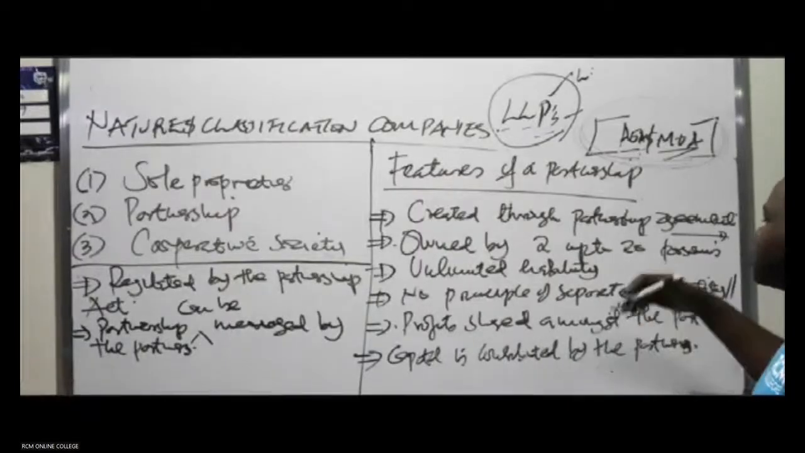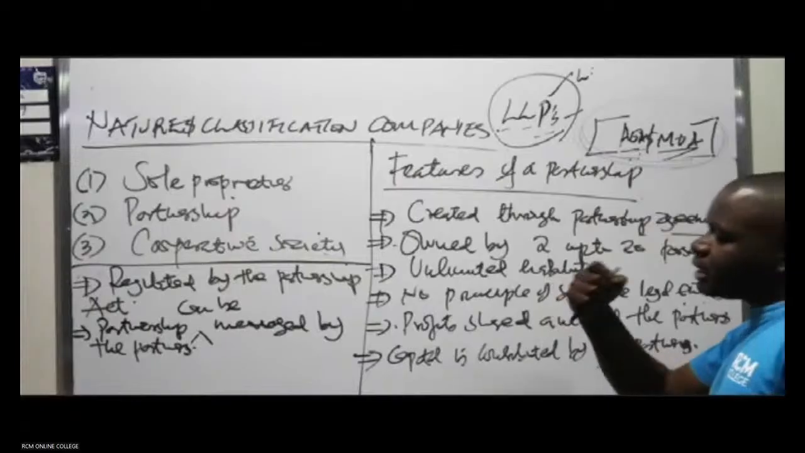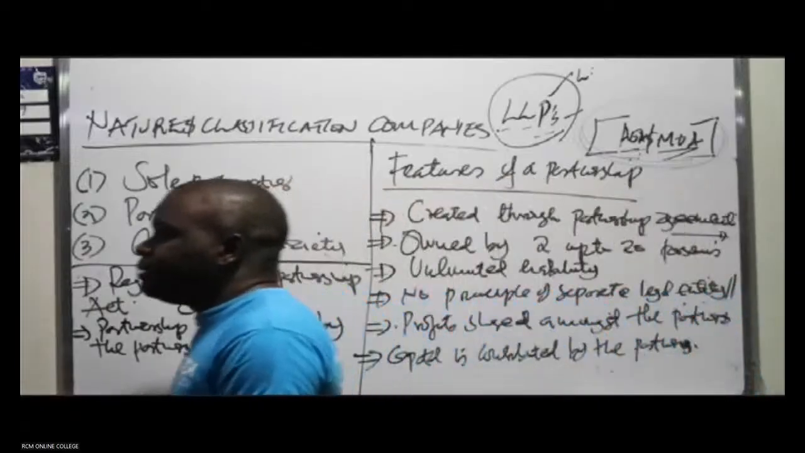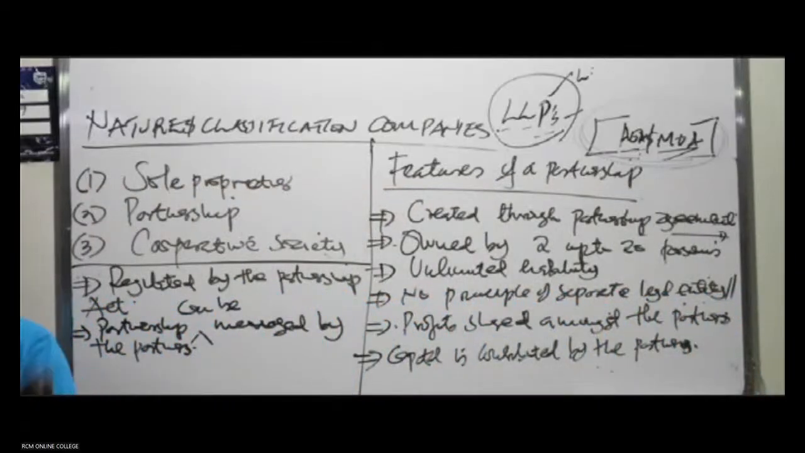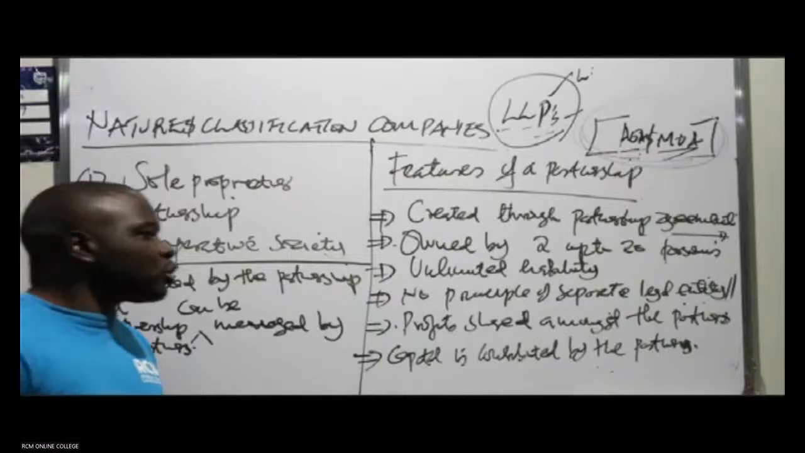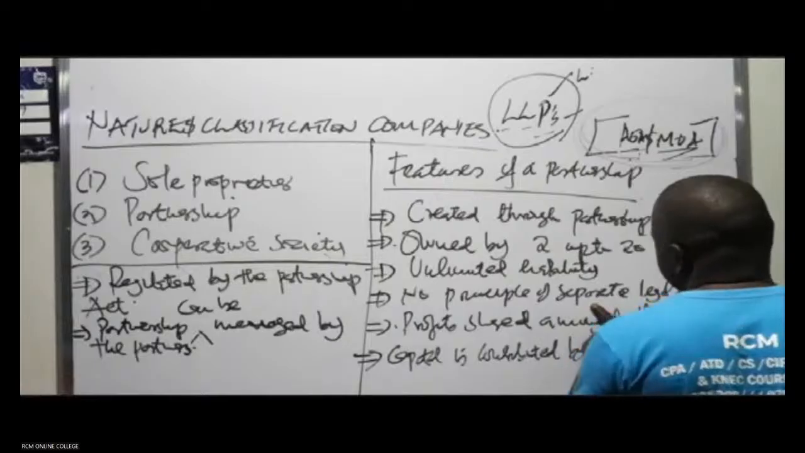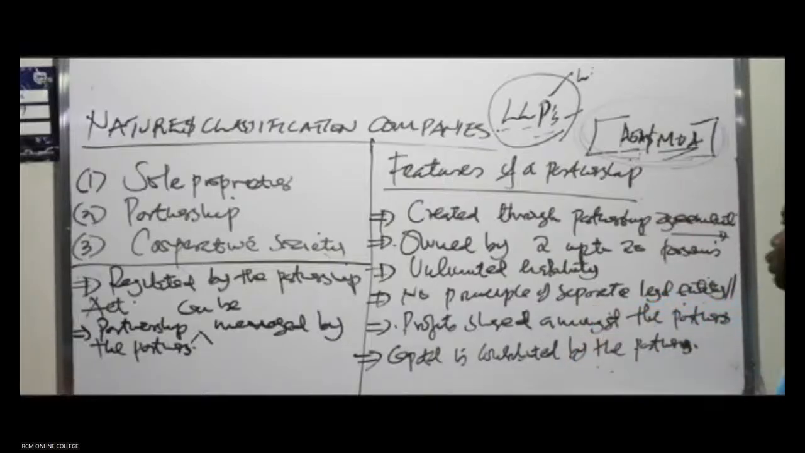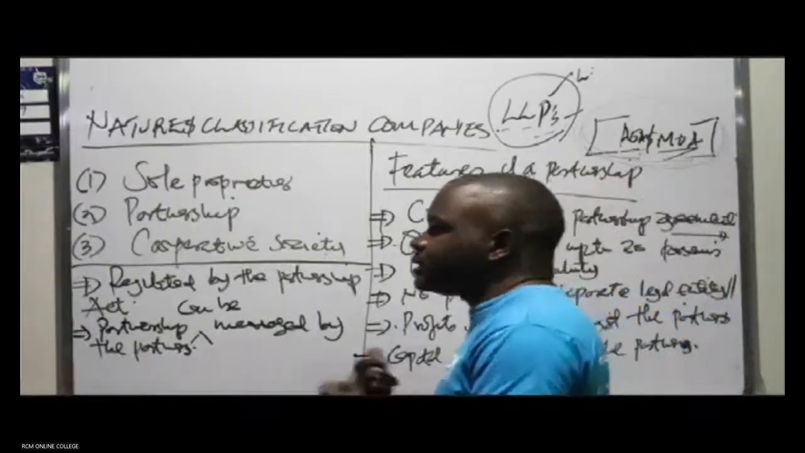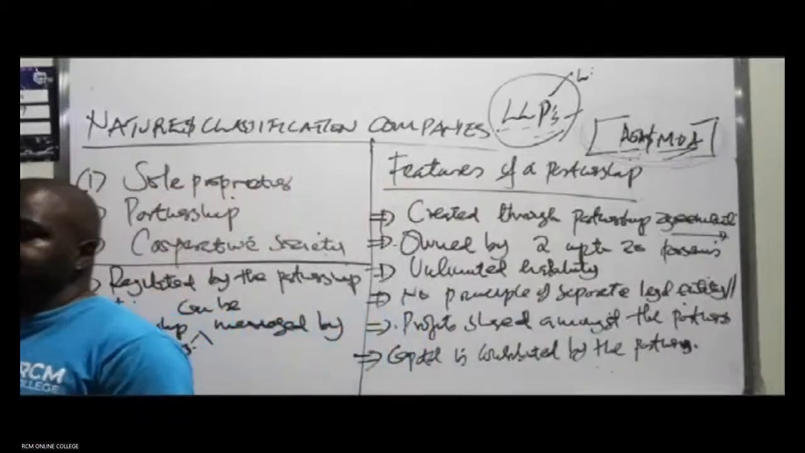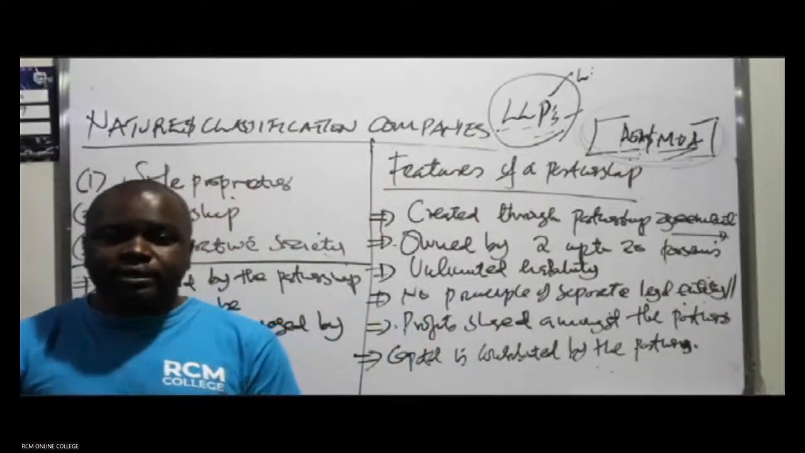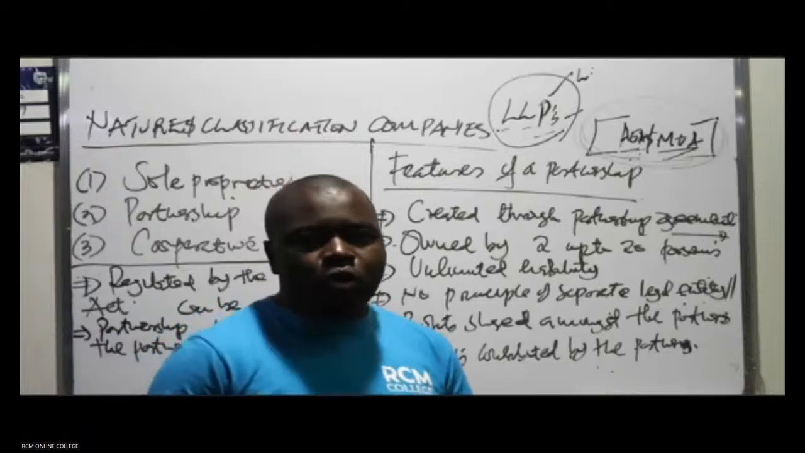For example, when assets are acquired in a partnership, ideally they should be registered in the names of all the partners. But in a company, they would be registered in the name of the company. So we don't view a partnership as distinct and separate from the partners themselves. They are one and the same person. That doesn't occur in a company.